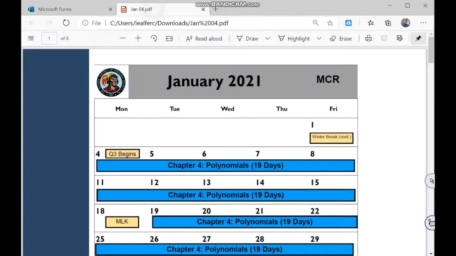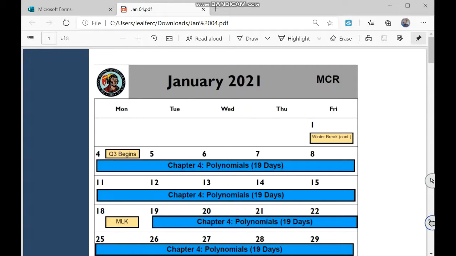Our new semester begins today, the third quarter, and the schedule for the month of January is all here. We will work on chapter 4 of our textbook, Polynomials. This is going to take all of January.